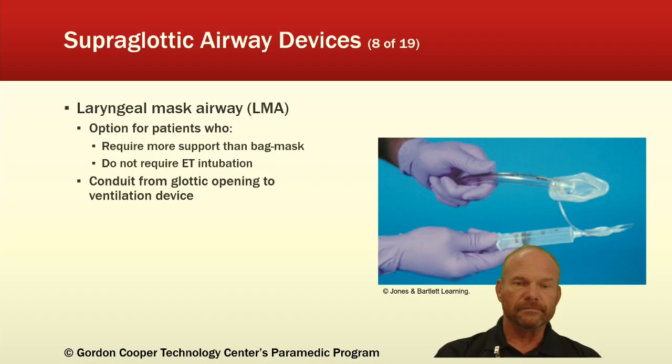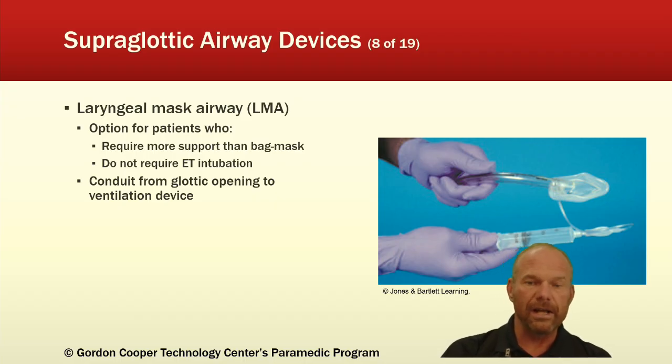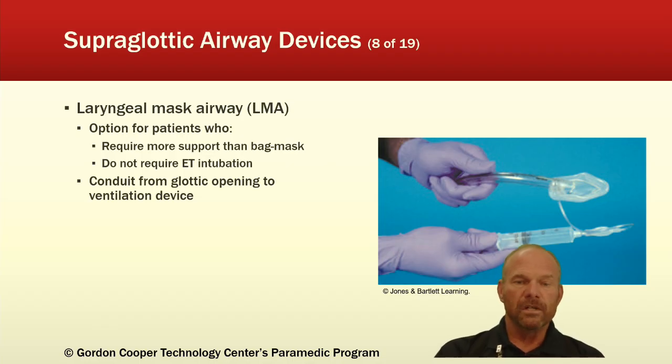And then an LMA. So a great option for patients who need more airway and ventilatory support than what a BVM can provide. No need for visualization. So unlike other devices, the LMA can be inserted blindly, meaning you don't need direct visualization of the airway to place it properly. It works kind of as a conduit, connecting the glottic opening to the ventilation device, allowing for effective delivery of oxygen and ventilation to the lungs.